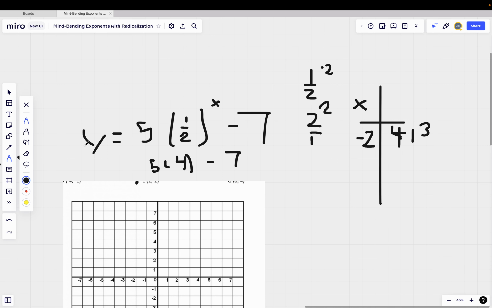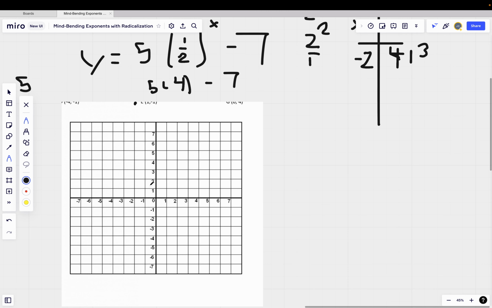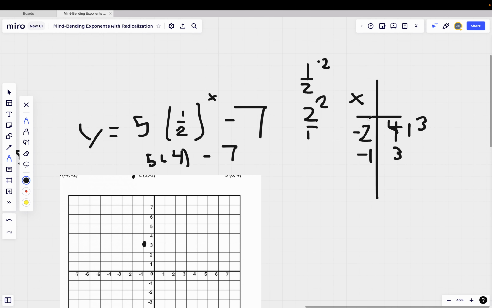Now we get y at negative 1, which would be 5 times 1/2 to the negative 1, which would be 2. So 5 times 2 is 10. 10 minus 7 is 3. So our answer would be 3. So negative 1, 3. Right? Yes? 2, 10. Yes.